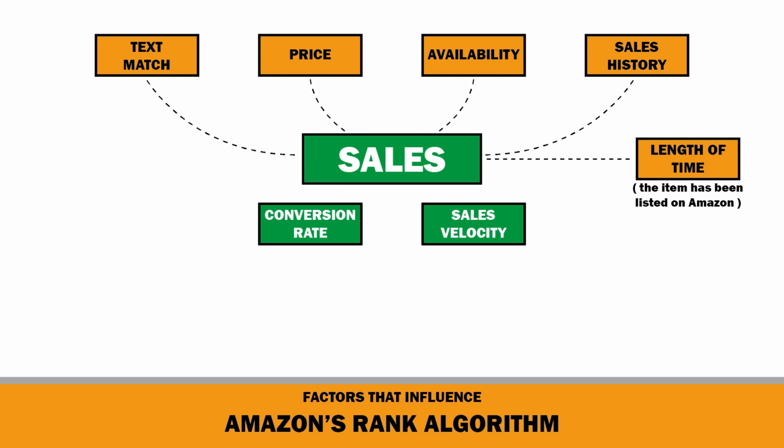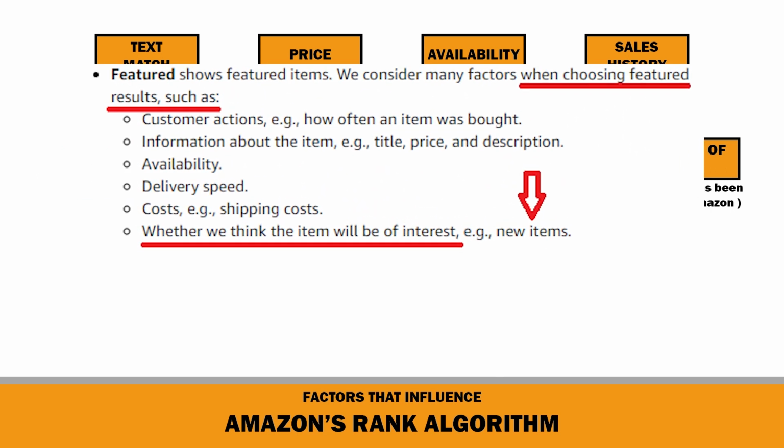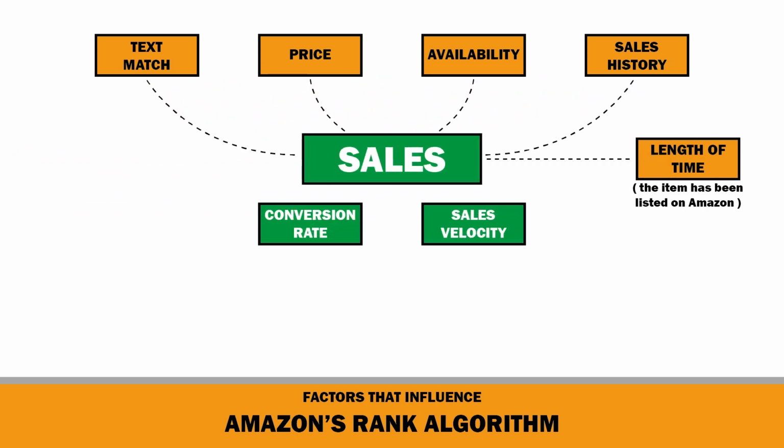Okay, length of the time the item has been listed on Amazon. All the search algorithms give more weight to just published products to understand what the product is. That's why you may see some new arrival products on the first page. Amazon also says in the Help Center that they consider many factors when choosing featured results and whether they think the item will be of interest, such as new items. To turn this to your advantage, your cover design, product details, and price level should be good enough for clicking by customers at first glance.